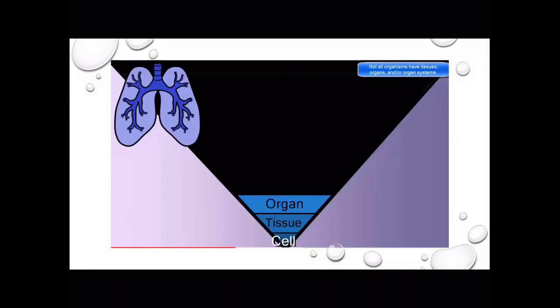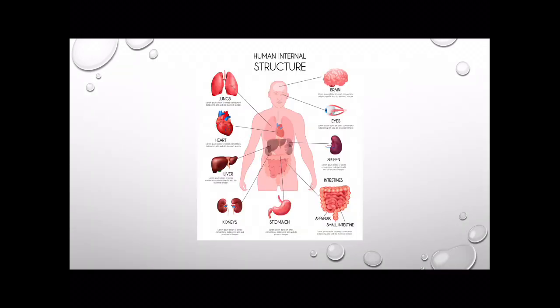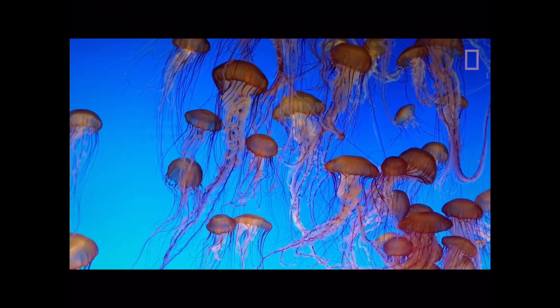Now we're going to move from the cell to the tissue and now into the organs. You're very familiar with all of your organs. Here they are right here. Things like your lungs, your liver, your spleen, stomach, kidneys, all of these are parts of your organs, or all of your organs that you have. However, not all organisms have these same organs. For example, a jellyfish doesn't have eyes, a nose, a brain even.